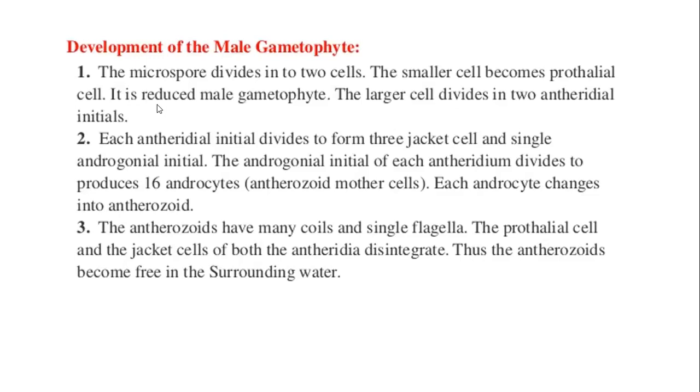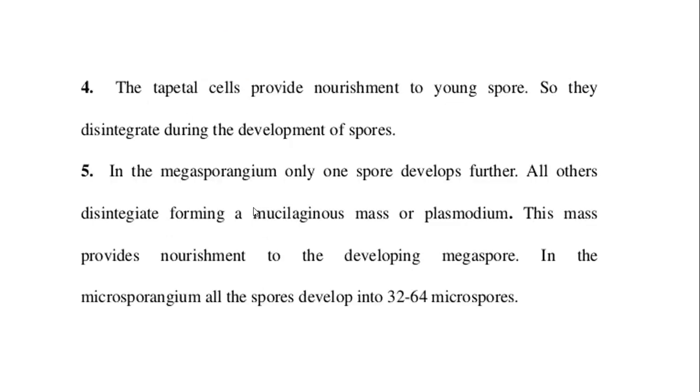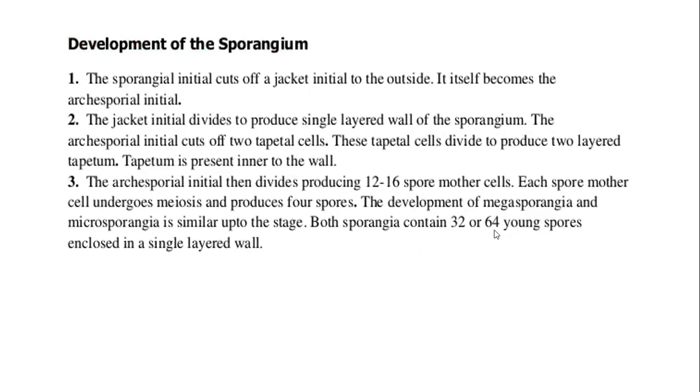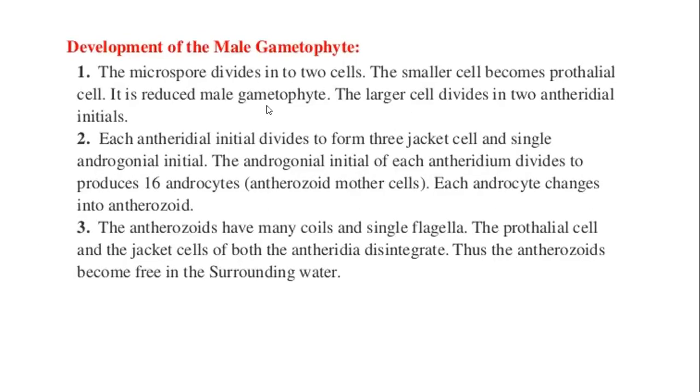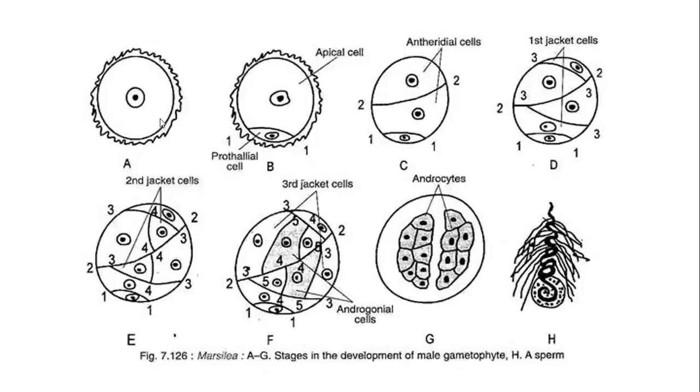The microspores which are developed within the sporangium are around 32 to 64. Microspores are developed within the microsporangium. Now these spores will germinate and result in the male gametophyte. So this microspore development you can see here, developing into a male gametophyte.